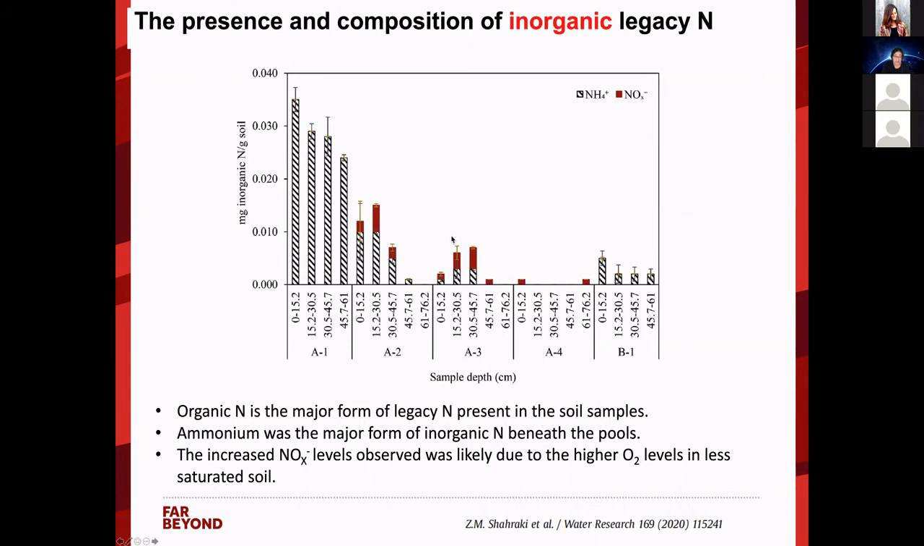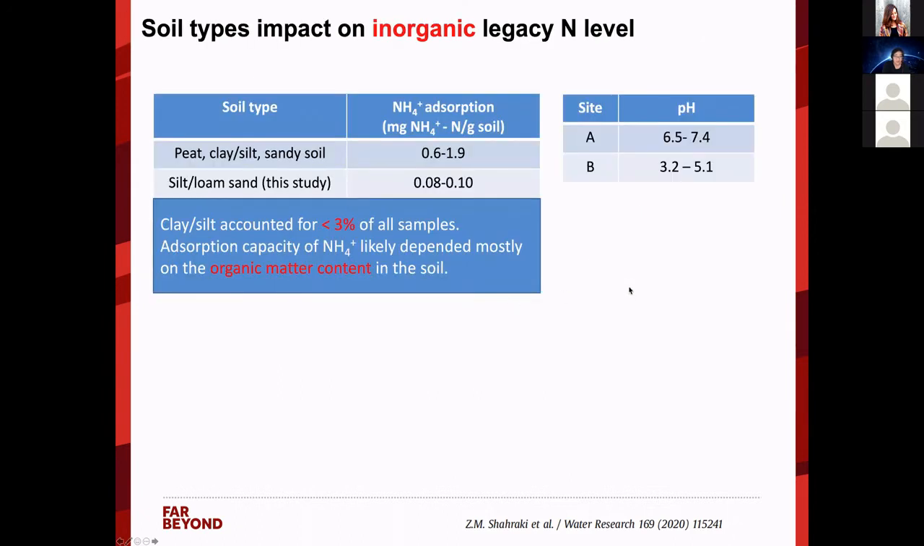These increased NOx levels were likely due to higher oxygen levels present in those surrounding soils, with less saturation. Another interesting phenomenon we found is when we compare A1 and B1, those samples collected beneath pool A and pool B. We found much higher ammonium levels in pool A compared with pool B. If we further look at the soil type differences and other geochemical factor differences, we found that the difference between these two sites is majorly pH difference.